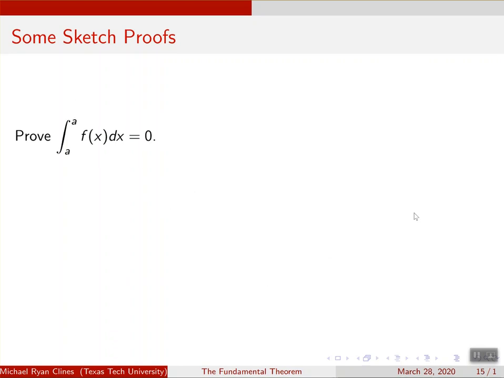And the last one we're going to do is prove that the integral from a to a of f of x dx is equal to 0. How are we going to do this proof? You guessed it, fundamental theorem of calculus again. So the integral from a to a of f of x dx is equal to capital F of a minus capital F of a. But what is something minus itself?